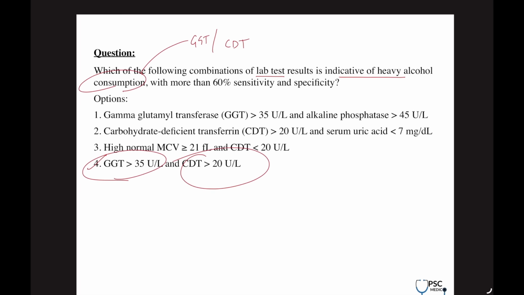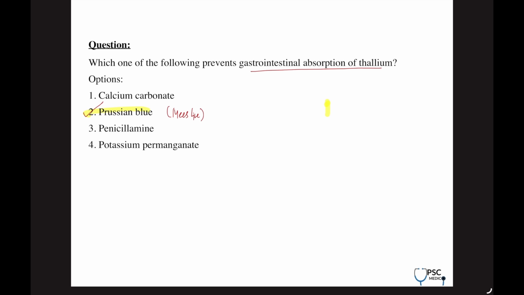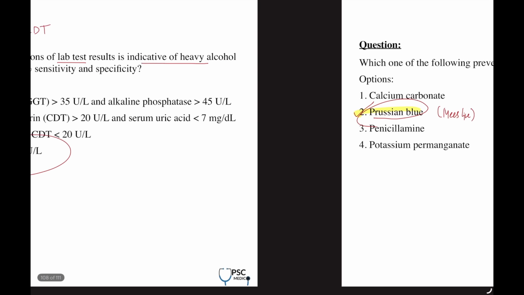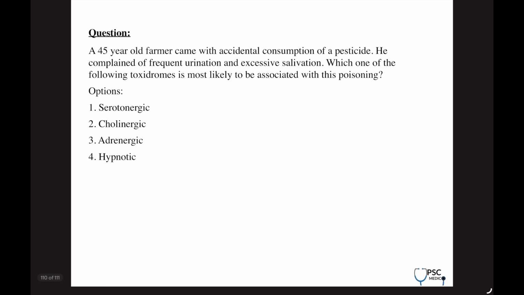I think there's one more question which was missing here. There was one question which I'll write here. That is one question on belladonna poisoning. Belladonna poisoning, the antidote is atropine. Atropine is an antidote for belladonna poisoning. Prussian blue is an antidote for thallium poisoning. And fomepizole is an antidote for ethylene glycol and methanol poisoning. These are the 3 antidotes that have been asked in the exam.